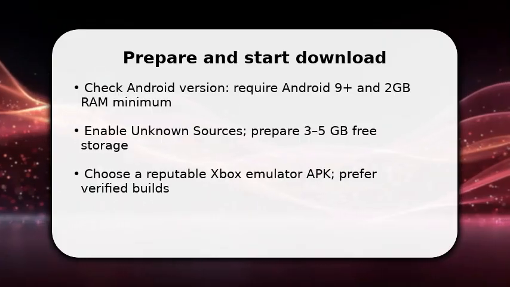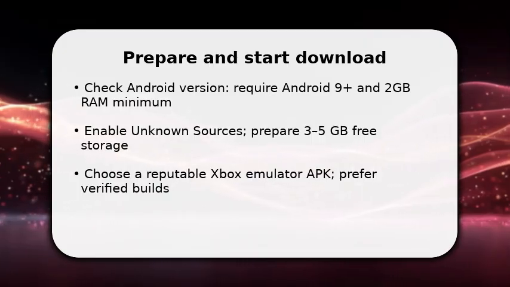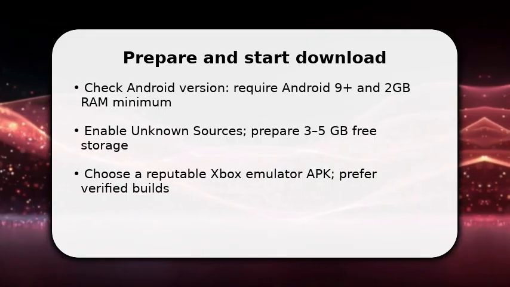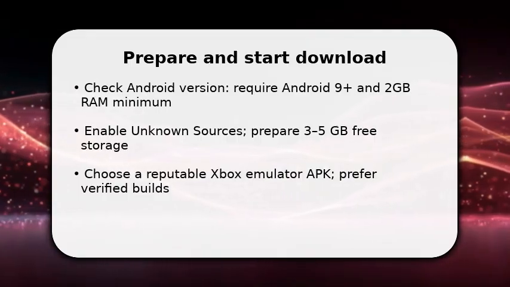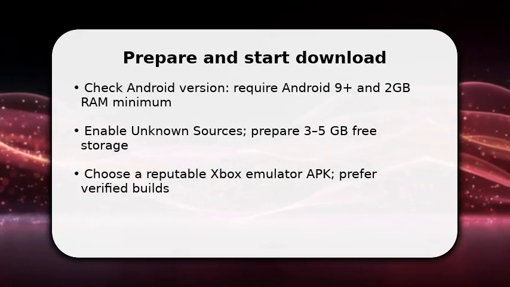You begin by confirming your device meets requirements. Android 9 or newer and at least 2 GB RAM, plus 3 to 5 GB free for games. Once done, enable unknown sources in settings so you can install APKs not from the store.